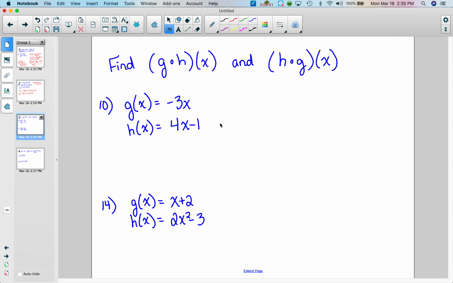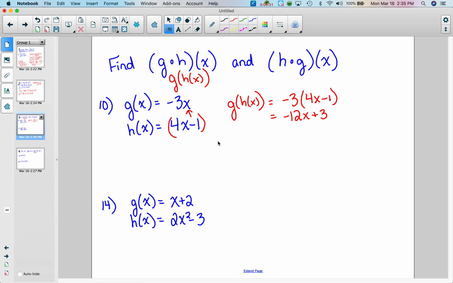Okay, for the next one, and notice the notation says find g of h of x. It's perfectly fine if you want to write it like this. You know that I like it that way because it kind of illustrates how h of x is inside of g of x. So if we're going to start by finding g of h of x, that means I'm putting h of x inside where the x is for g. So I have a negative 3, and instead of writing down x, I'm going to write 4x minus 1. And then I can just distribute that and get negative 12x plus 3.